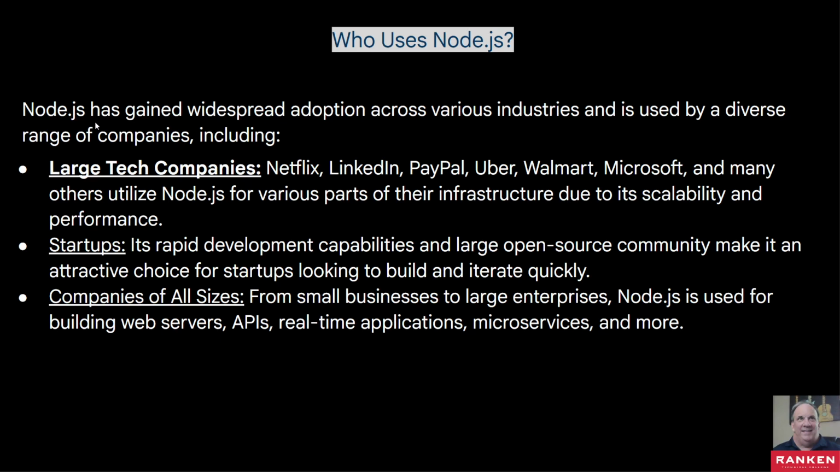Okay. So Node has gained widespread adoption across various industries. A lot of large tech companies, Netflix, LinkedIn, PayPal, Uber, Walmart, Microsoft, etc., utilize Node for various parts of their infrastructure due to its scalability and performance. It's good for rapidly doing some things. For startups, its rapid development capabilities and large open source community make it an attractive choice for startups looking to build and iterate quickly.